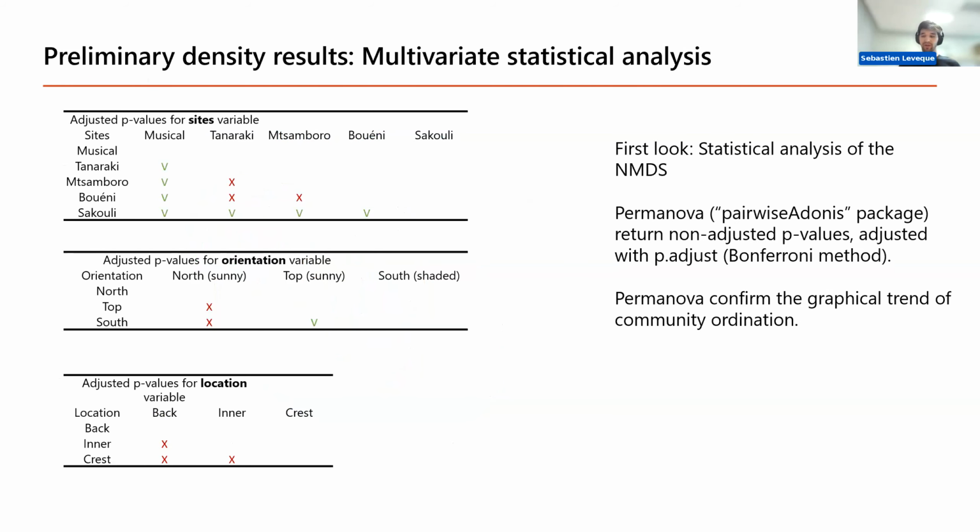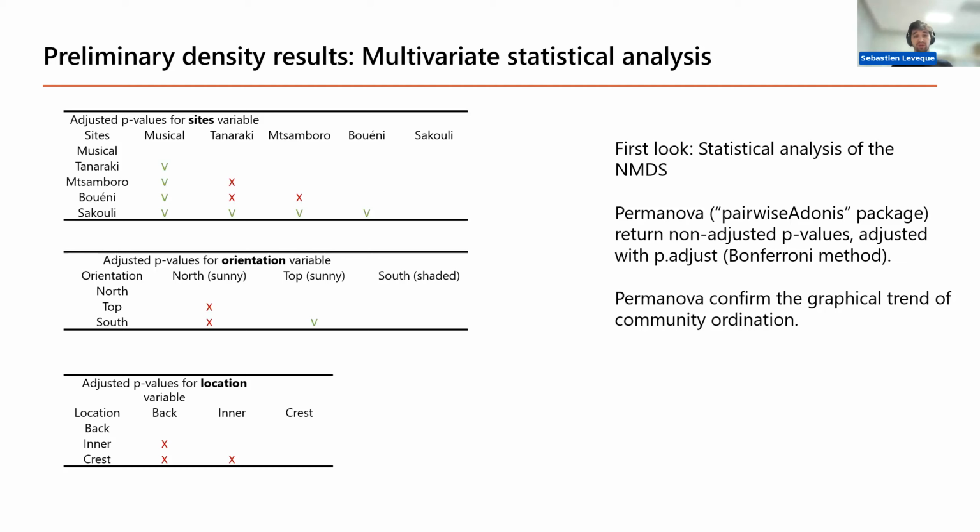But from that graphical aspect, we wanted to see if the trend that we see on the multivariate graphics was followed in the statistical analysis behind it. So we went for a PERMANOVA to test if there was a significant difference between all variables. And it appears that we have a significant difference between three sites in our data set, and all of them are located on the west side of the island.